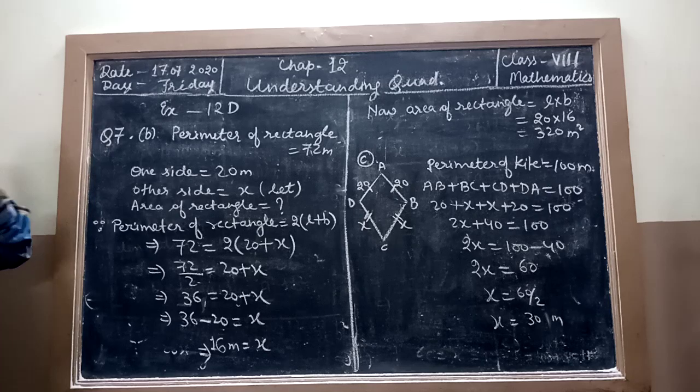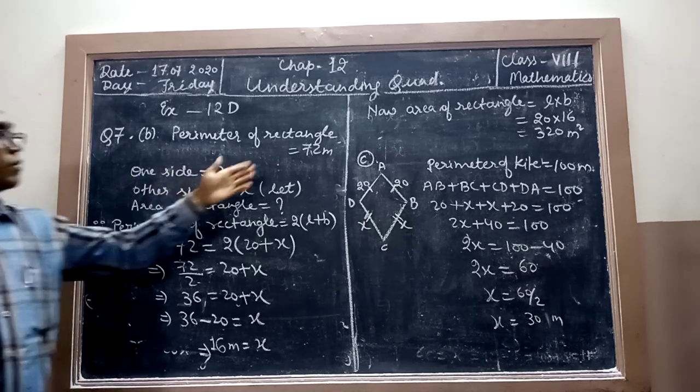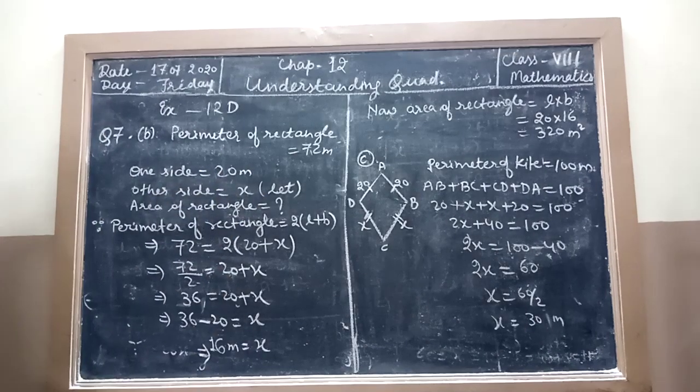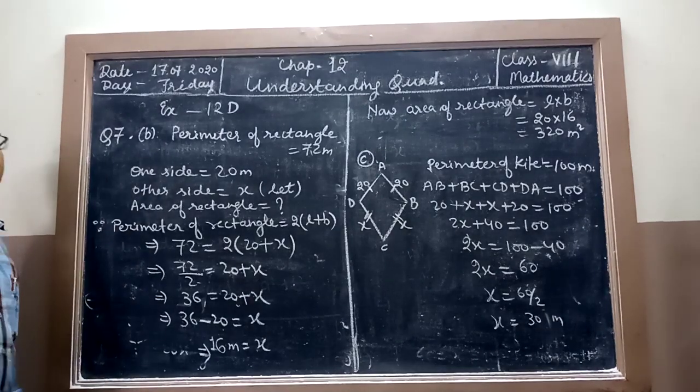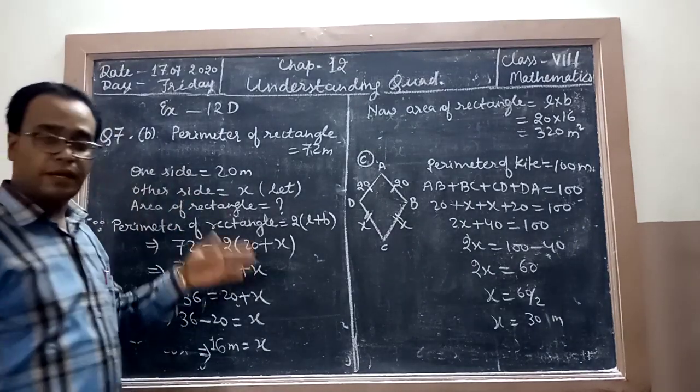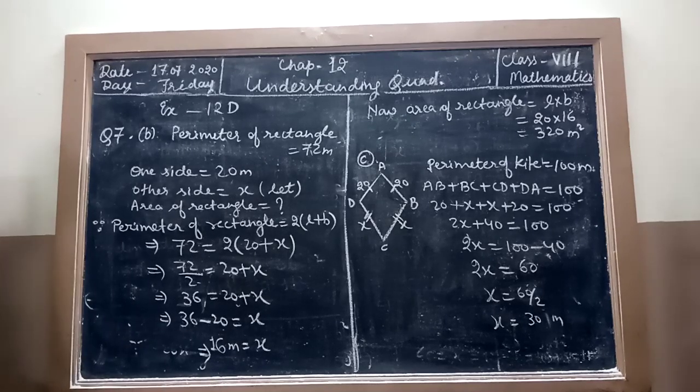Today I am going to continue exercise 12, question 7. In question 7, the perimeter of a rectangle is given as 72 meter and one side is given as 20 meter. Then they are asked for the other side and the area of the rectangle.